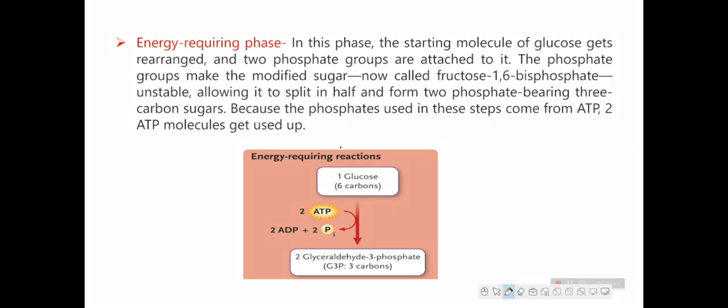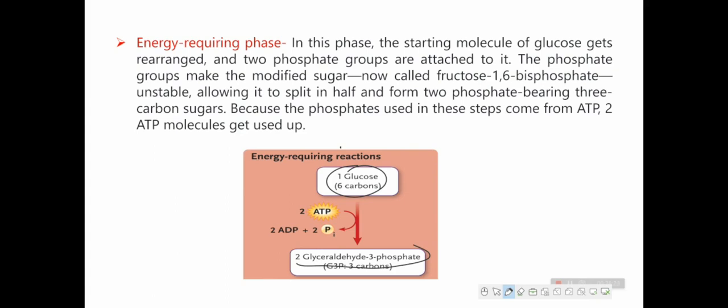So next is the energy requiring phase. Already understood what happened in the energy requiring phase? This is 1 molecule of glucose, and in the energy requiring phase, this 1 molecule of glucose is converted into 2 glyceraldehyde 3-phosphate, and during the formation of this glyceraldehyde 3-phosphate, 2 ATP will be required, right?